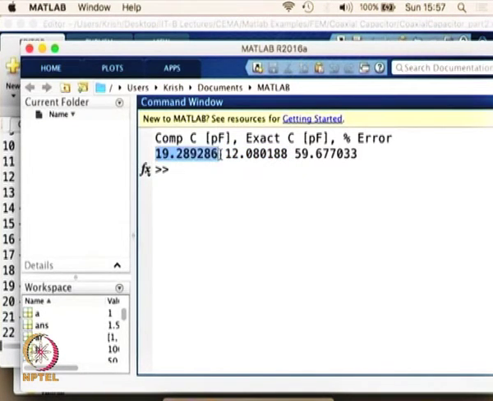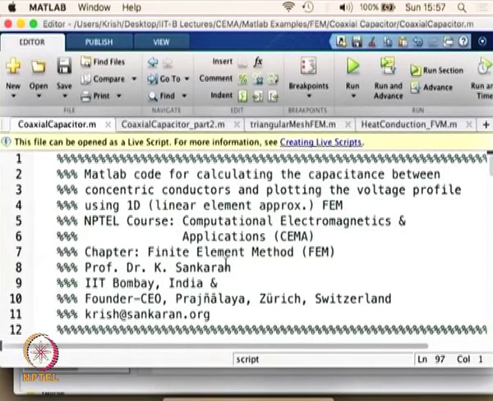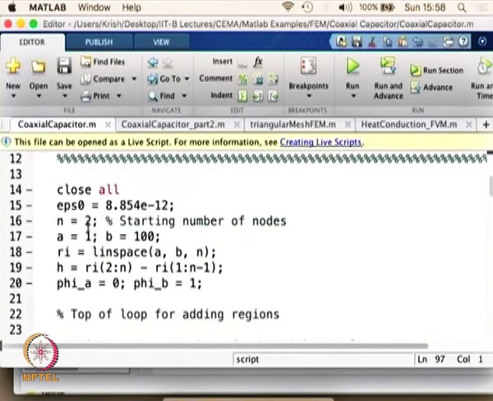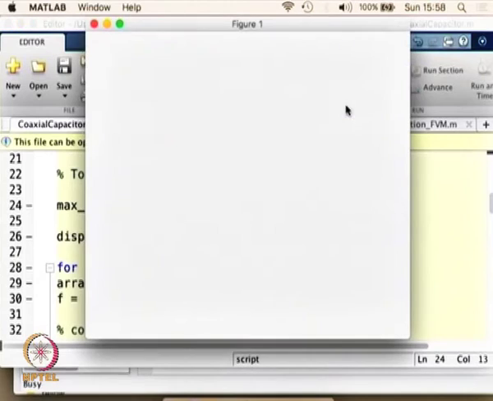The computed value here is 19.289, whereas the error here is 59%. So if you see this program where you have 3 points and you have simulated it using second order quadratic basis function. If you go back into the old code where we had a linear element, this is the coaxial capacitor with the linear element, we have 2 points, let us increase it to 3 points and let us simulate it for only one iteration, and we see the result also.